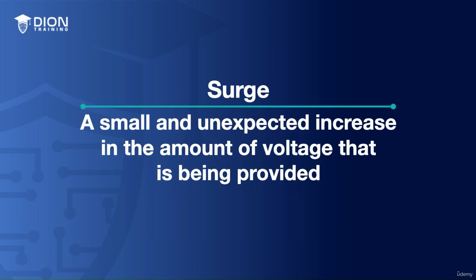Now, a surge in electrical power means that there is a small and unexpected increase in the amount of voltage that's being provided. So, here in the United States, our default power supply uses 120 volts. Now, if that went up to 125 or 130 volts instead of remaining at 120 volts, we would call this a slight increase in the amount of power being received a surge.